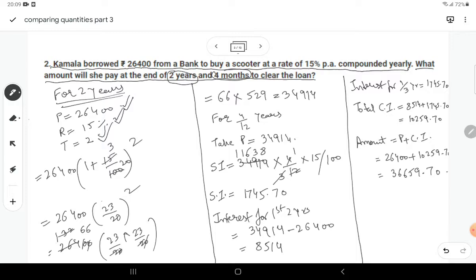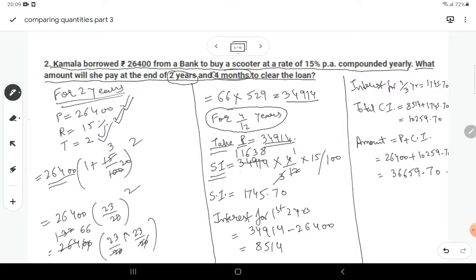2 years. Putting the values, we get 26400 into (1 + 15/100) raised to power 2, which on solving gives the value as 34914. And for the remaining 4 months, that is 4/12 years, we take the principal as the value that has come for the 2 years, that is 34914, and we solve using simple interest.